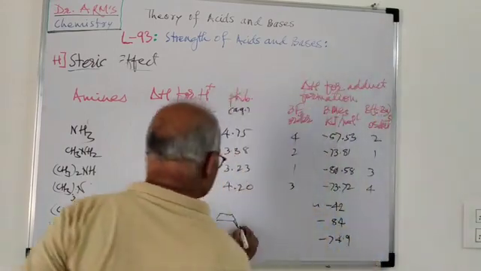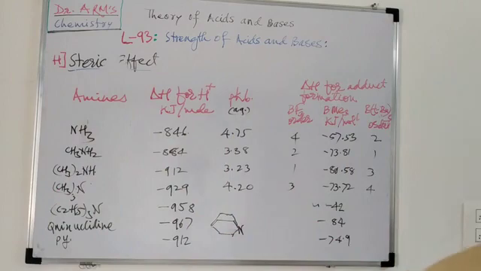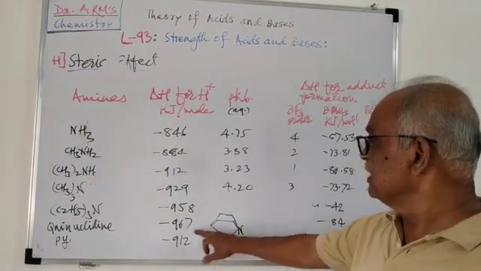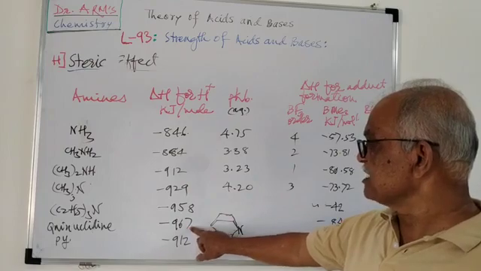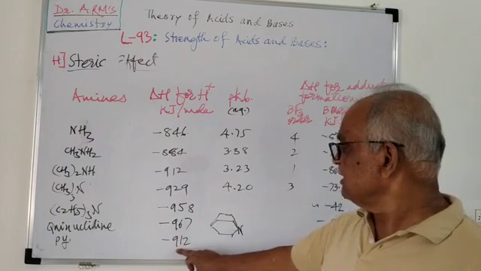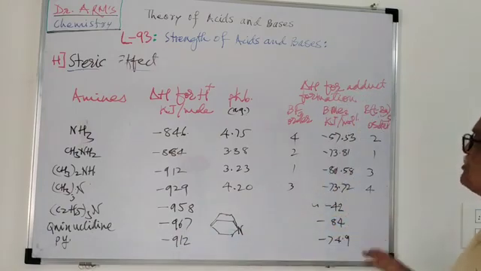Here it is nitrogen. So the strength of quinolidine is more, and it has the value 967. Pyridine also has the value minus 912. So it is also a strong base.